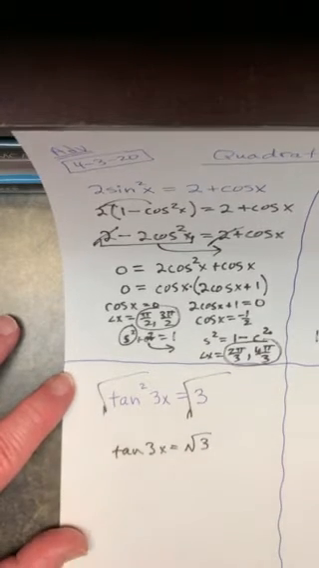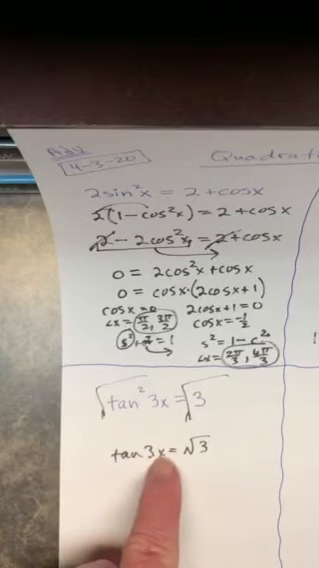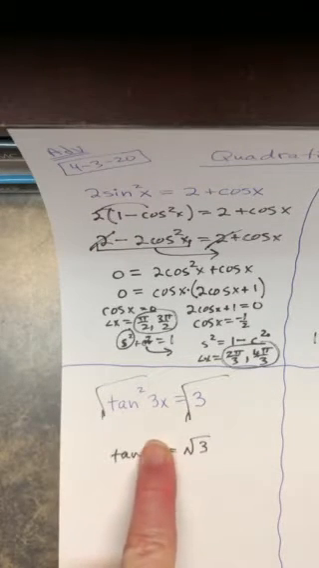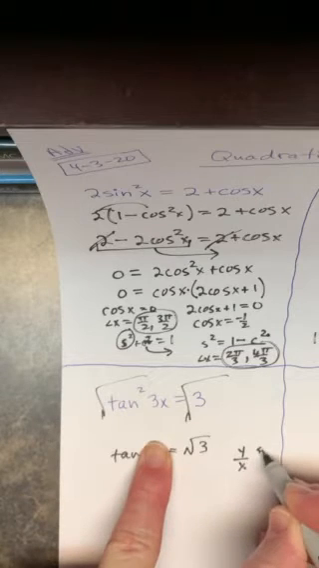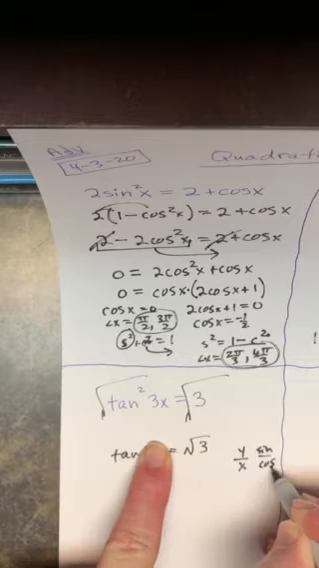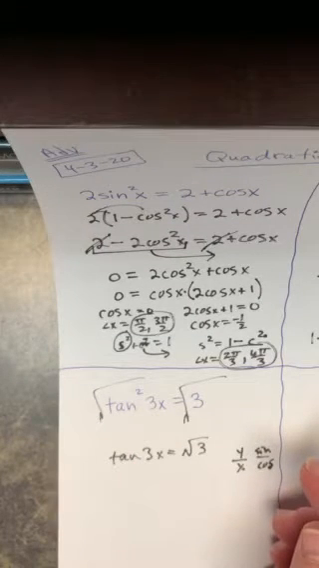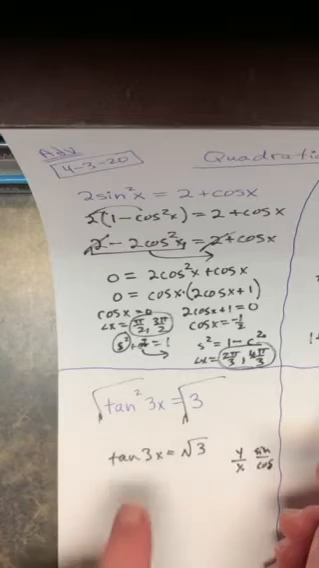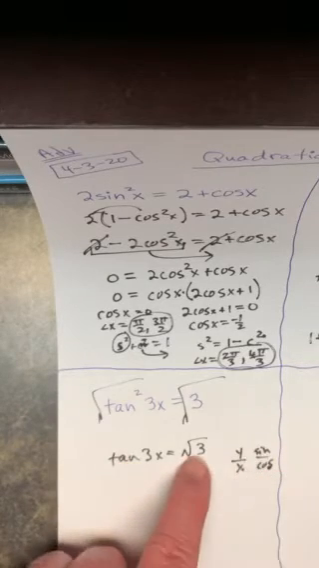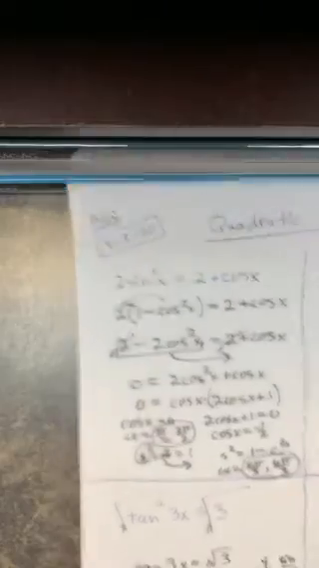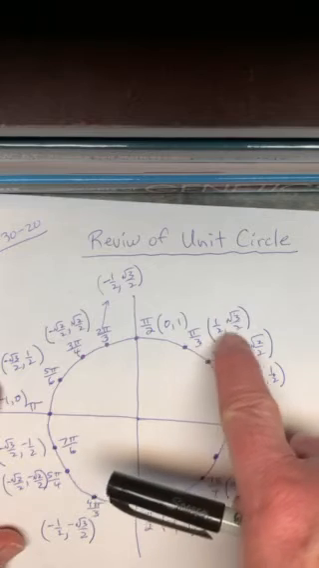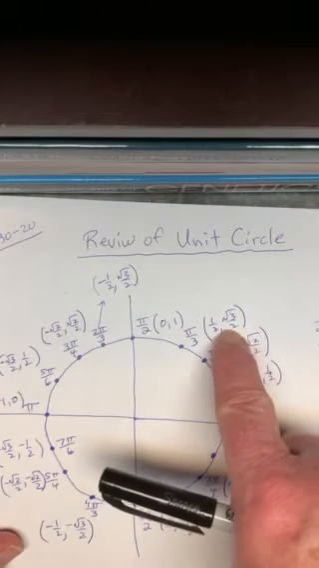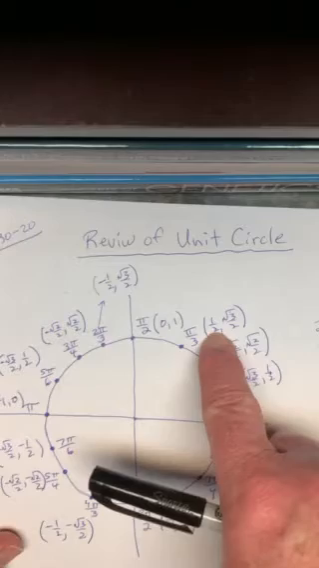Now for a second, I'm going to pretend that that just says tan of x equals radical 3. When does tan equal radical 3? Now guys, remember that tan is y over x because it's sine over cosine. So when I look at my unit circle and I'm trying to figure out when y over x would give me radical 3, I go to pi over 3. My y coordinate is radical 3 over 2 and my x coordinate is 1/2. Agreed?